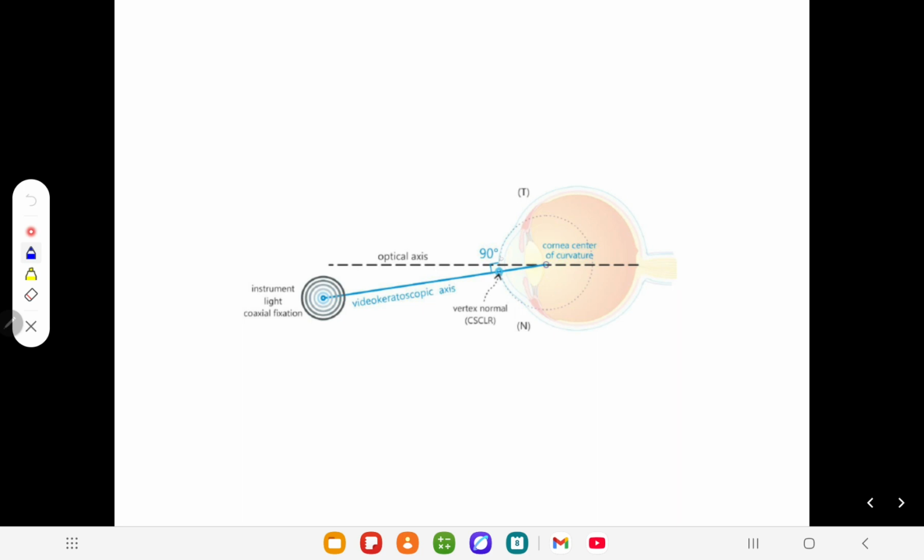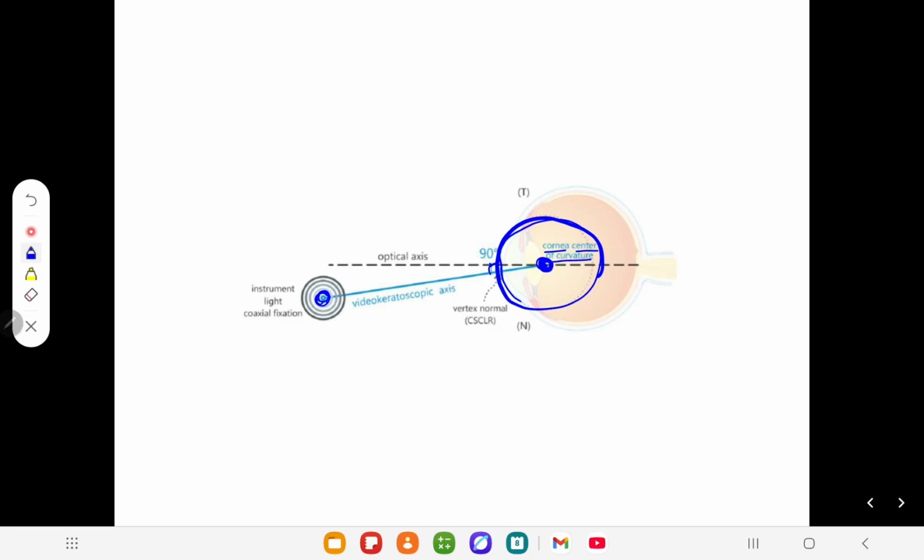First it has to come from the fixation point, then it makes 90 degrees with the cornea, then it coincides with this point. This point is very important, it is a unique point. If you make a circle around the cornea, then this point is the corneal center of curvature.